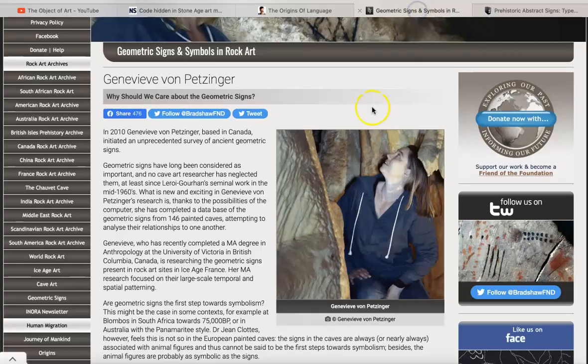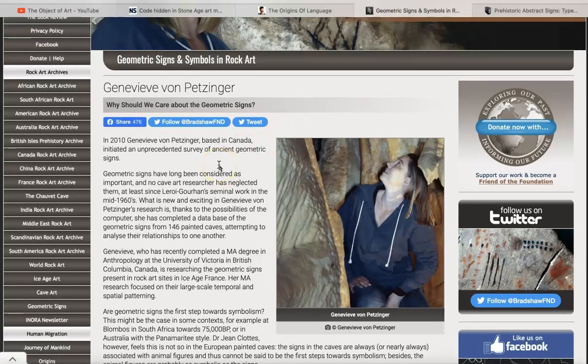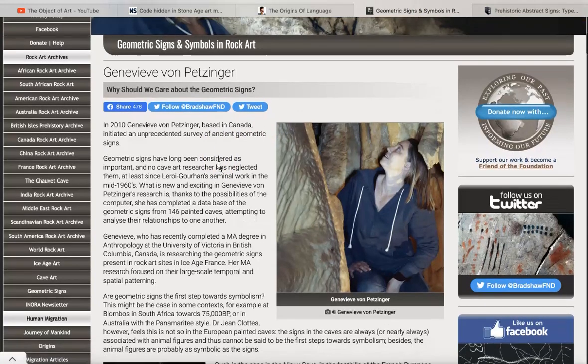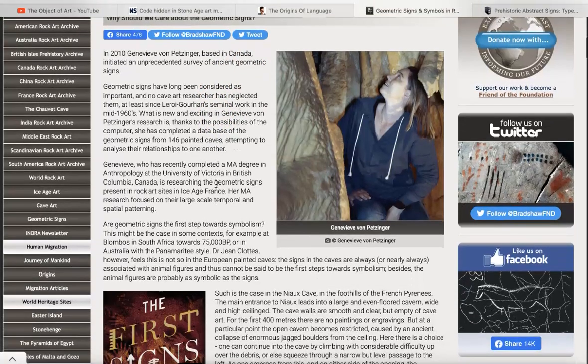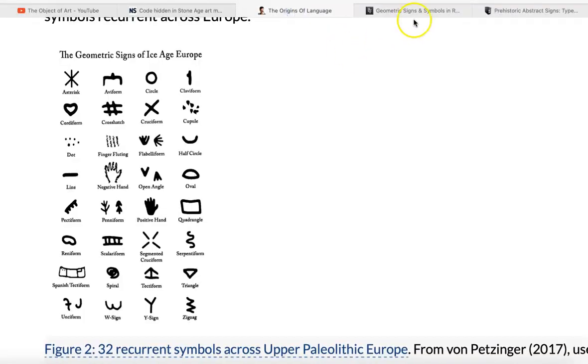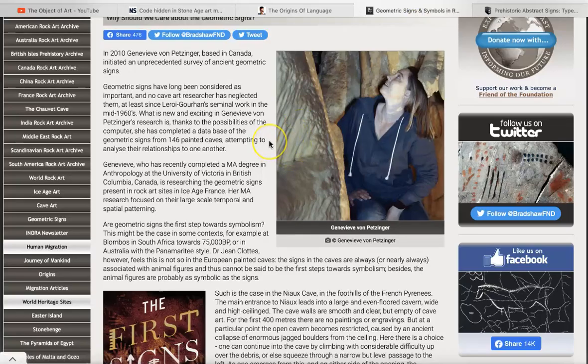Then there's this. I think this is another article on von Petzinger's work. In 2010, Genevieve von Petzinger, based in Canada, initiated an unprecedented survey of ancient geometric signs. Okay, to me, this is amazing because language rules everything around us. And for years and years and years, academics, scholars, experts have been trying to figure out what the origin of language is. Is this it? Are these symbols in cave paintings and what have you from the Stone Age?